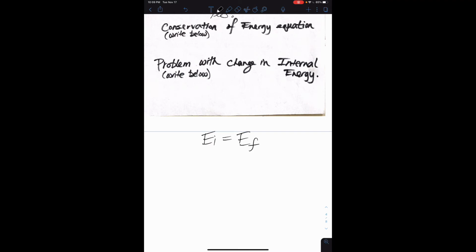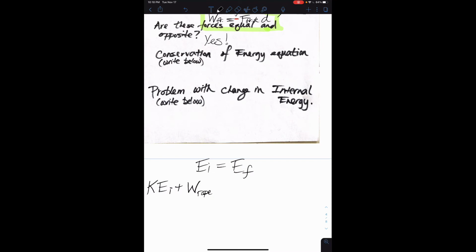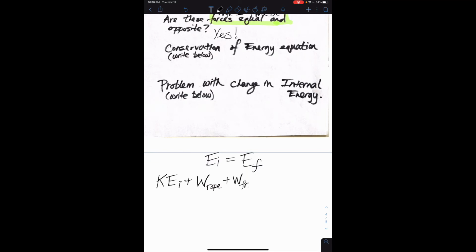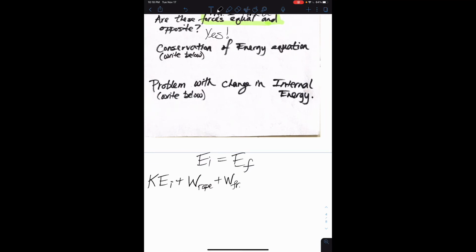Remember, work goes on the initial side, and initially the box was moving. So we're going to have kinetic energy initial. We have two types of work. We have the work done by the rope, which is positive, and then we have the work done by friction, which is going to be negative, right? So we're going to add in the work done by friction. I know that's going to be negative, but we'll let the cos 180 deal with the negative sign. So we're just adding the types of work and types of energy initial.